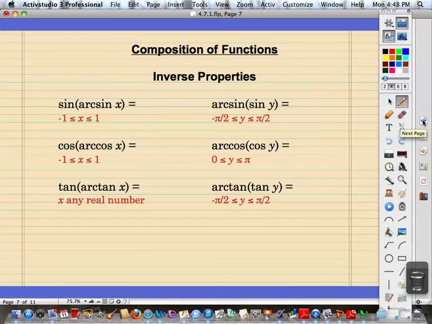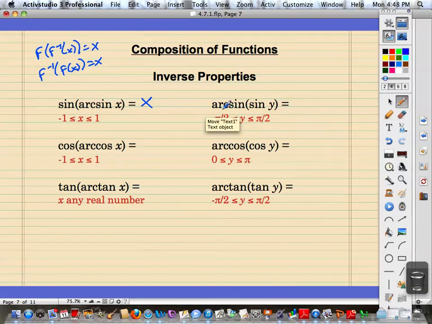So the compositions of these functions. And this kind of goes back to when we talked about functions: f of f inverse of x was x, and f inverse of f of x was x, as long as we were within the boundaries. So here the sine of the arc sine of x, as long as x is between -1 and 1, I'm just going to get x back.